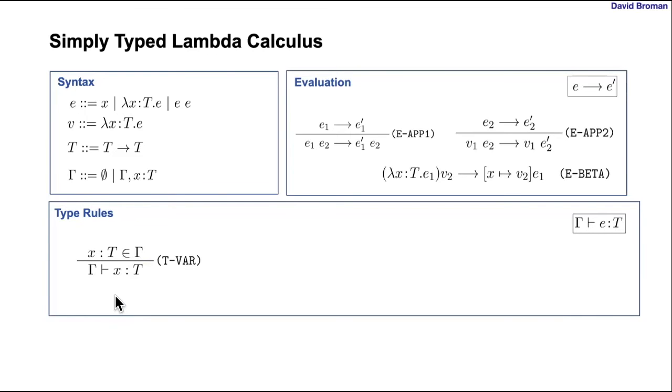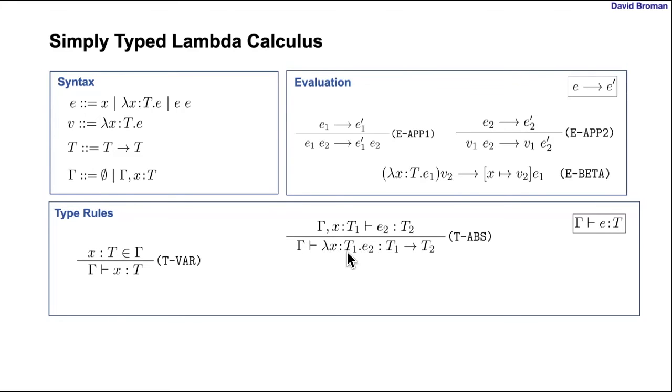First of all, a rule saying something about a variable. If we have a variable x here and we have an environment gamma here, if the premise holds that we have an x with type T in this gamma, then we know that this type is T. So we read it like this. That's the T-var rule.